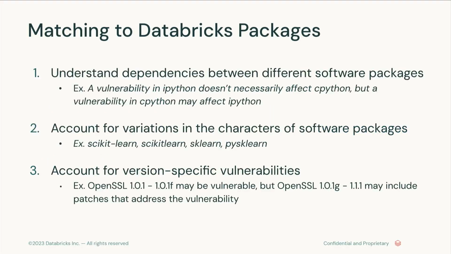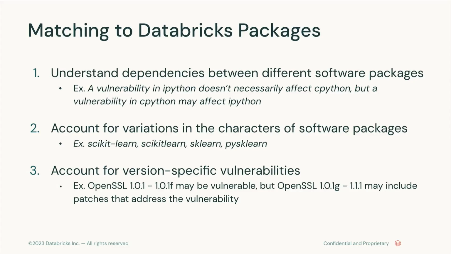So once we have extracted that library from the CVE, we need to match that to the Databricks packages. So why is that important, right? First, we need to understand dependencies between different software packages. For example, a vulnerability in IPython does not necessarily affect CPython, but a vulnerability in CPython may affect IPython. So, for example, if we say, okay, if there's IPython, find all the similar libraries in my environment that are similar to IPython. If you're doing a semantic search or string-based matching, it will say CPython is very similar to IPython. But we should also know that a vulnerability in IPython does not affect CPython. So this kind of knowledge is not there just by doing a similarity search.